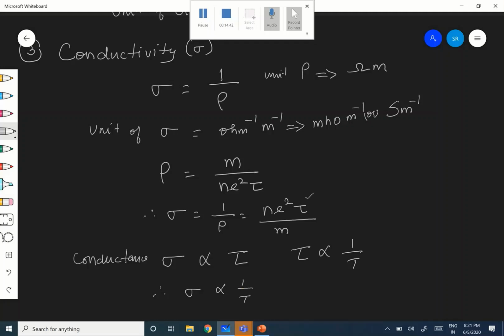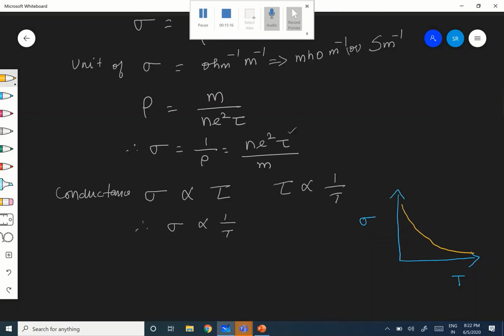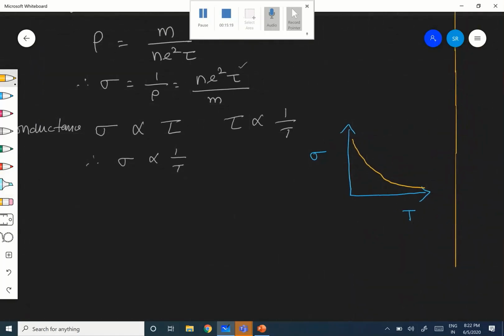If you are asked to plot a graph, it's a very simple thing. Sigma and T are inversely proportional. I think you know an inversely proportional graph. Sigma on one axis, temperature T on the other. Let me use some other color. This is how we plot a graph between sigma and T, because they are inversely proportional. Fine. Now, shall we go to the next one?